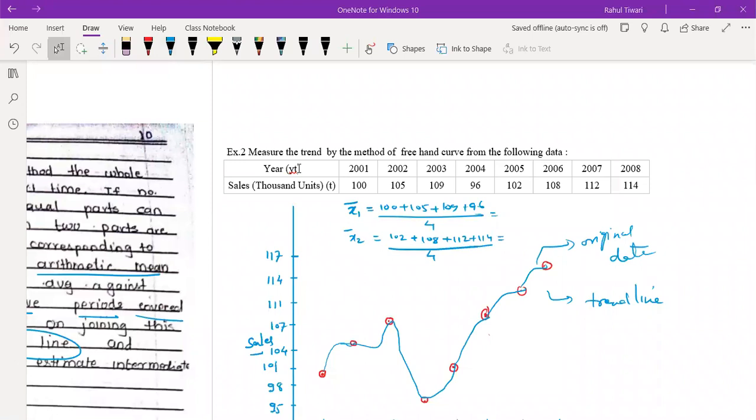So since your n is even, right? N is even, because we have 8 years. So if you divide into 2 equal parts, first x1 bar can be obtained by just adding the first 4 years, and the second one can be obtained using the next 4 years. This is one series from 2001 to 2004, and from 2005 to 2008 is the other series.